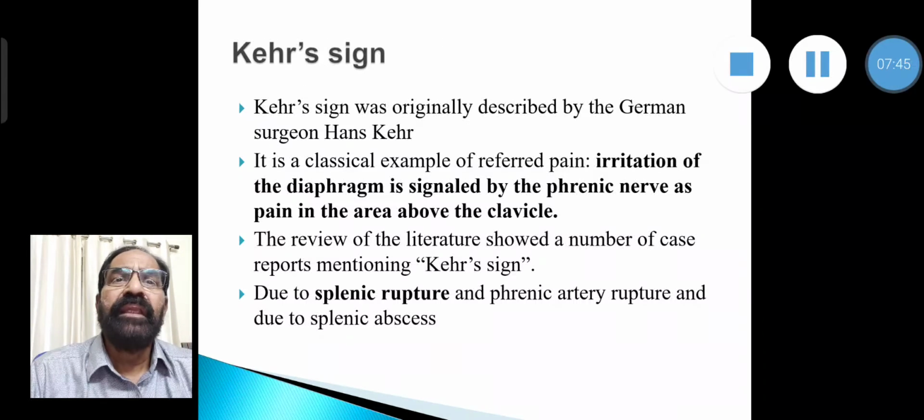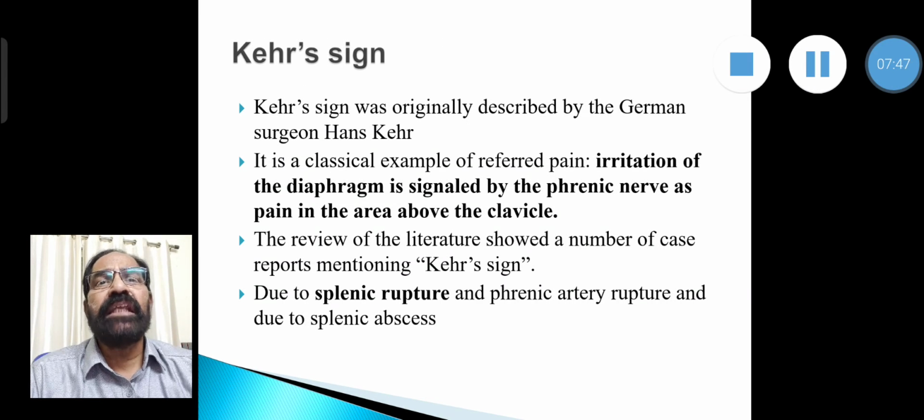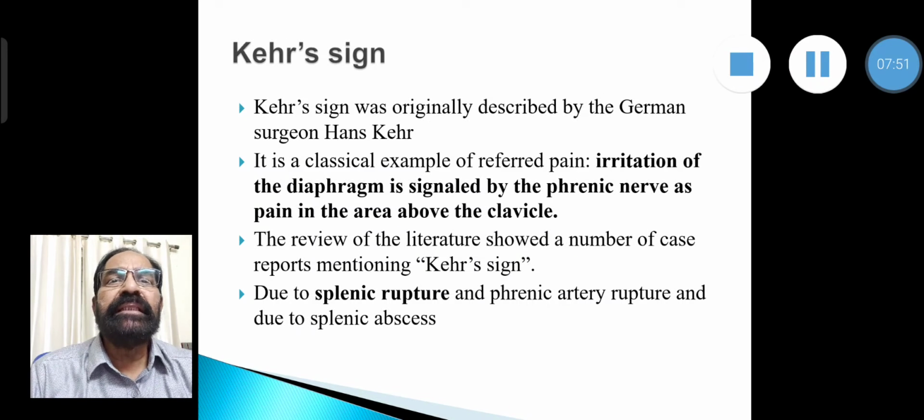Kehr sign. Kehr sign was originally described by the German surgeon Hans Kehr. It is the classical example of referred pain. Irritation of the diaphragm is signaled by the phrenic nerve as pain in the area above the clavicle. The review of literature showed a number of case reports mentioning Kehr sign due to splenic rupture, phrenic artery rupture, and splenic abscess.